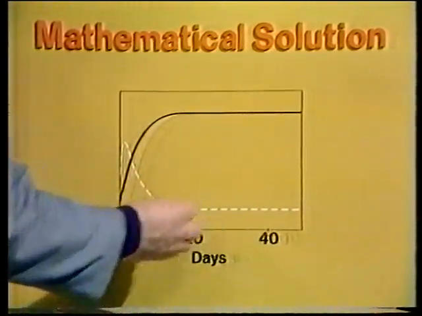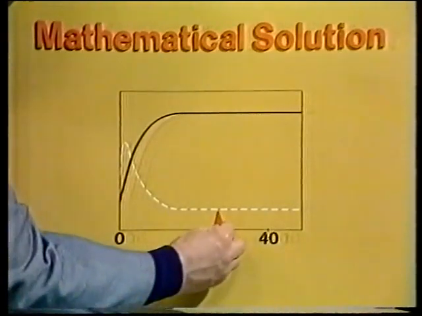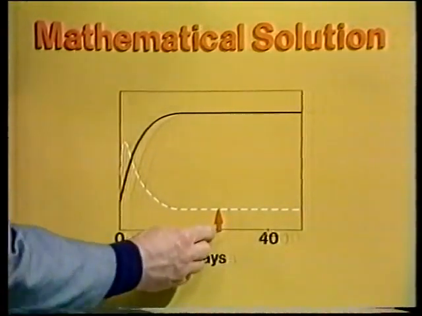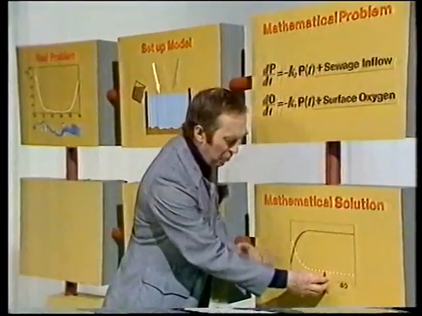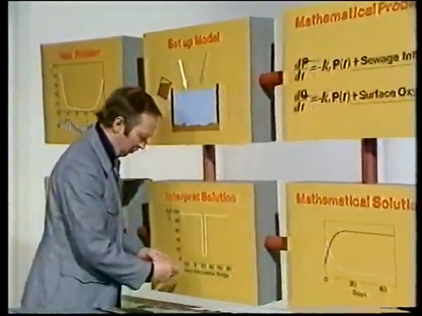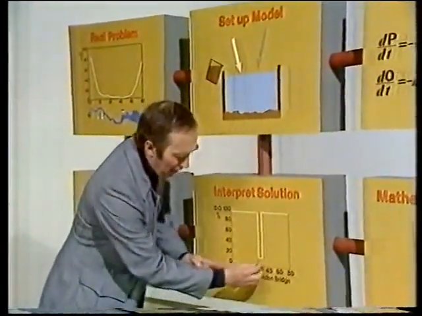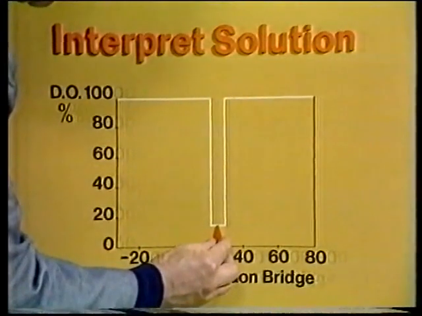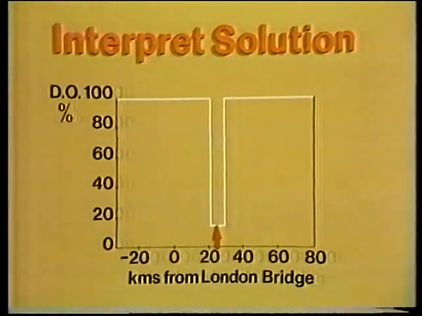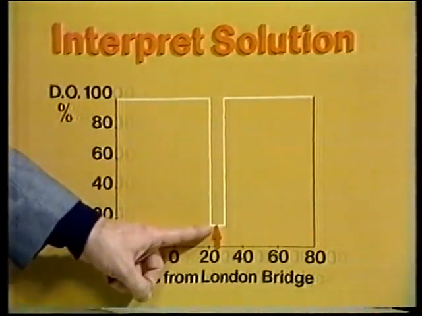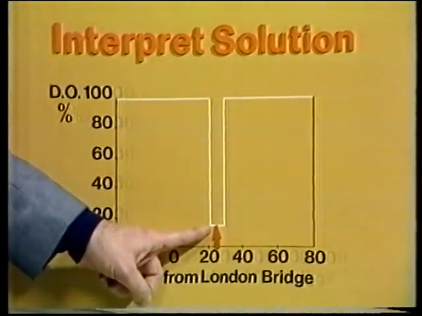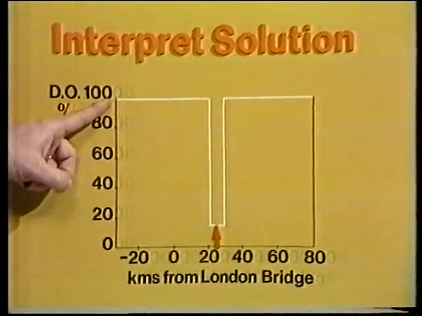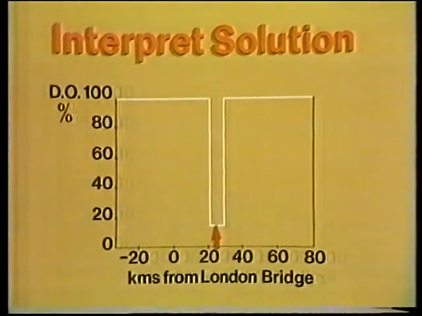And after a certain length of time, we can estimate that the concentration of oxygen will fall to this steady state value. And if we take that and put it at the appropriate place on the river, measuring distance along the river here, say there, where the sewage works is, then we have that level of oxygen concentration just at that point. And of course, at every other point where there is no input of pollutant, then the concentration of dissolved oxygen is at the maximum of 100%.